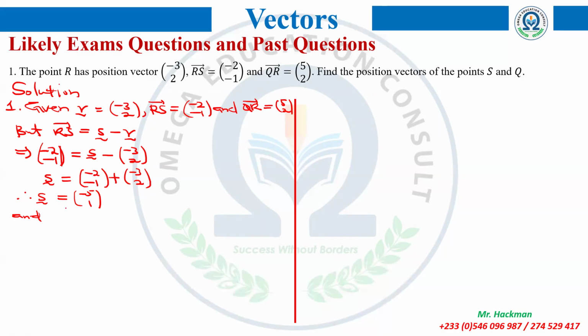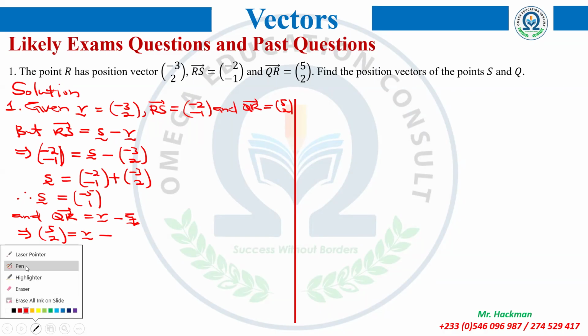You know that the vector QR will be equal to R tilde minus Q tilde. So this implies that QR, that is (5, 2), should be equal to your R tilde minus your Q tilde. And R tilde we know, forgive me. So we have to go and substitute that straight away. You know R tilde.